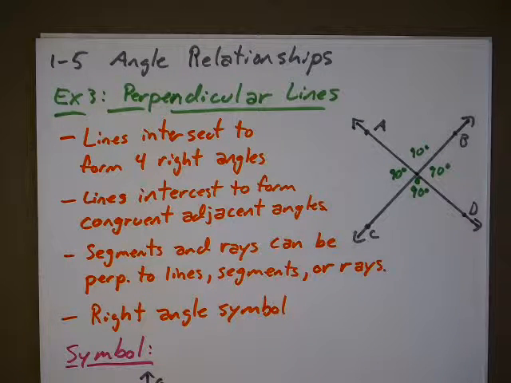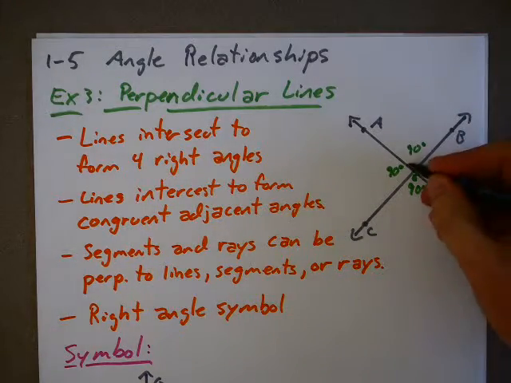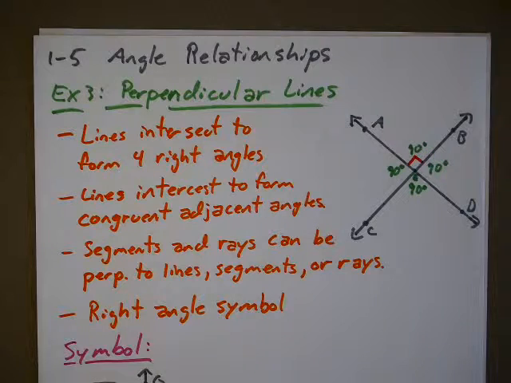And finally, when they have perpendicular lines, we don't write that they're 90 degrees in all four boxes. All we do is, in one of the boxes, put a right angle symbol, and that's going to indicate that those two lines form perpendicular lines.